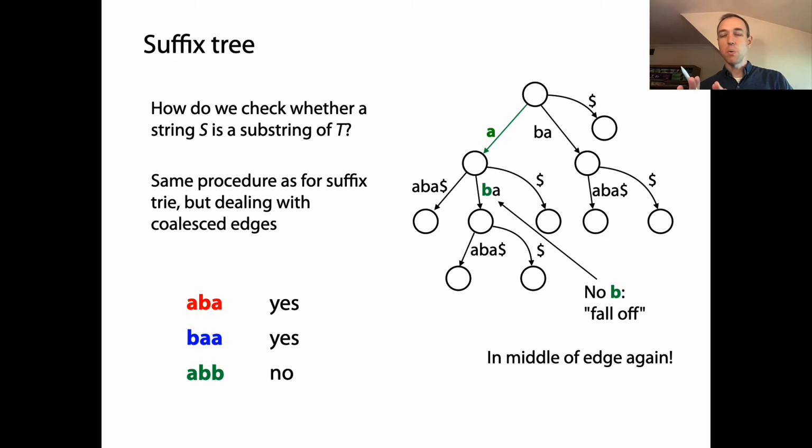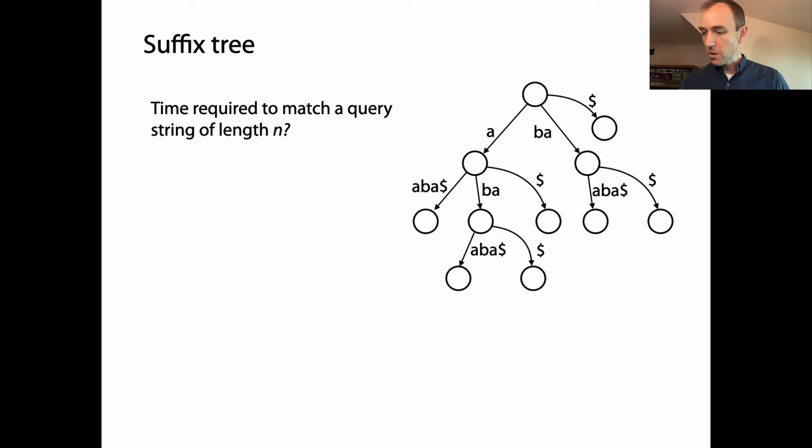It's much like what we were doing with the suffix trie, except here, because we've coalesced these suffix trie edge labels into string labels, there's kind of 2 different ways to take one step down the tree. You either walk into a new node or you just walk along an edge. Okay? So let's bring back the question. We asked the same question about the suffix trie query. What's the time required to match a query string of length n?